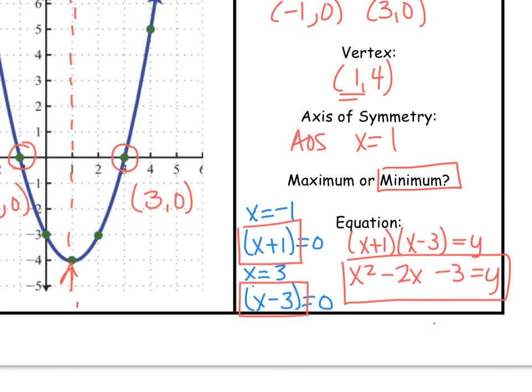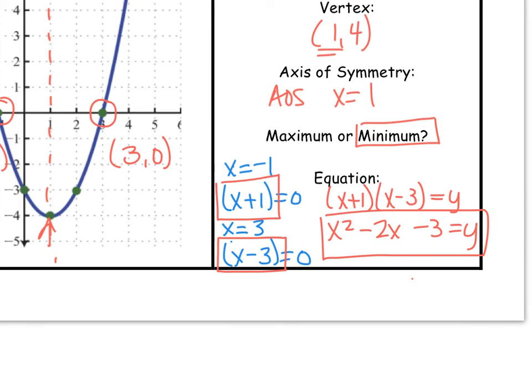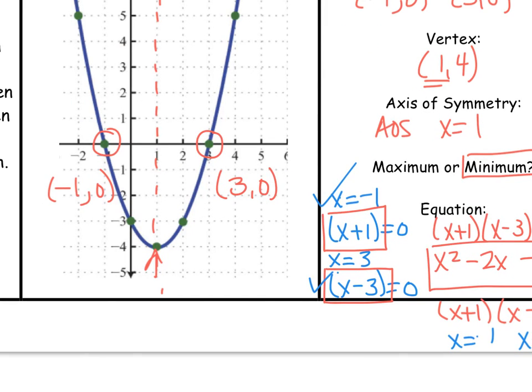So in case you're still just a little bit confused, if we factored this parabola, we'll just go backwards again, we would get x plus 1 and x minus 3 equals 0. This is going to give us x equals negative 1, which is right here, and this is going to give us x equals positive 3, which is right here, which are our x-intercepts right here and right here.